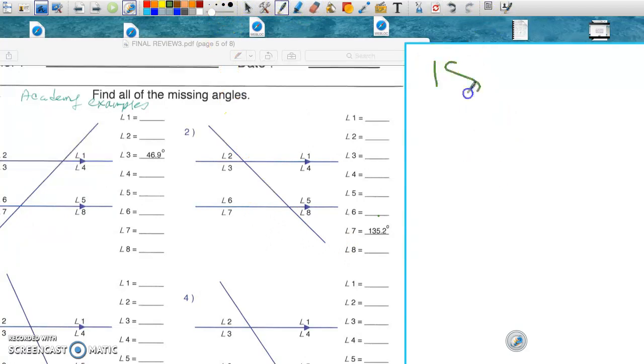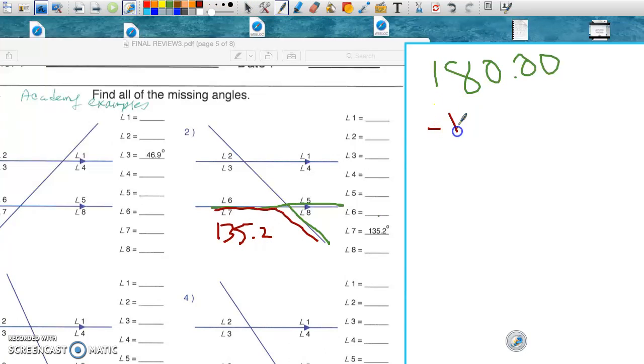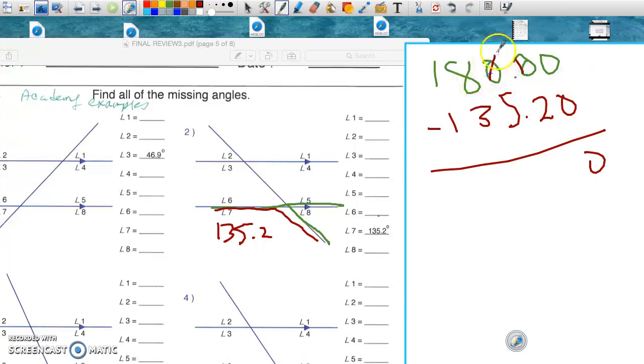There it is. I'm going to take 180, because remember, 180 is the straight line, okay? I'm looking for angle 8, because I already know this much is 135.2. Okay, let me subtract. 0, borrow, 9, and borrow. Okay, that's a 10, so that's 8. 9 minus 5 is 4. 7 minus 3 is 4. So it should be 44.8, right?